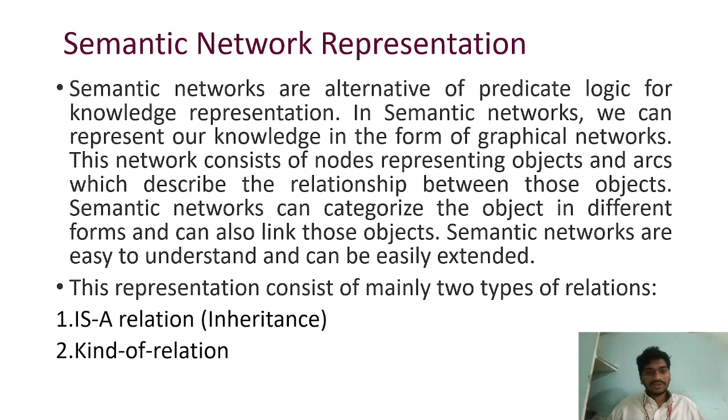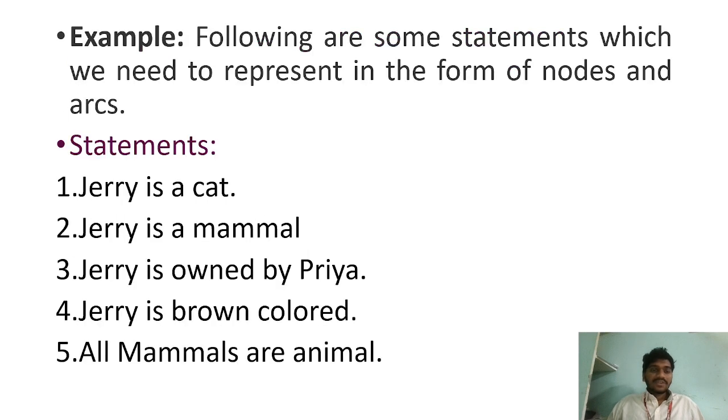Semantic networks are easy to understand and can be easily extended. This representation consists of mainly two types of relations. One is the IS-A relation, which means inheritance, and the second one is the kind-of relation. For example, following are some statements which we need to represent in the form of nodes and arcs. The statements are: Jerry is a cat, Jerry is a mammal, Jerry is owned by Priya, Jerry is brown colored, and all mammals are animals.